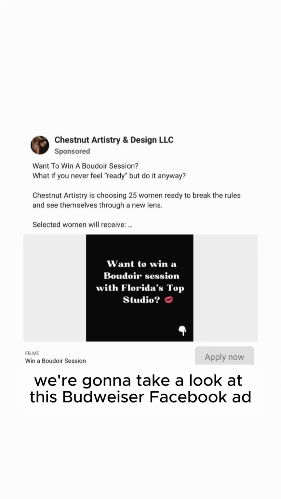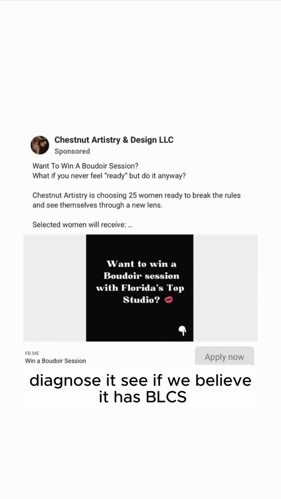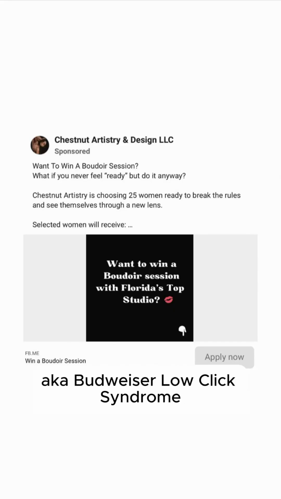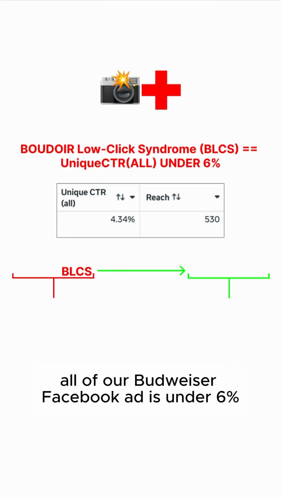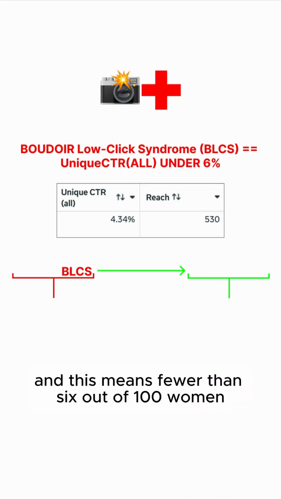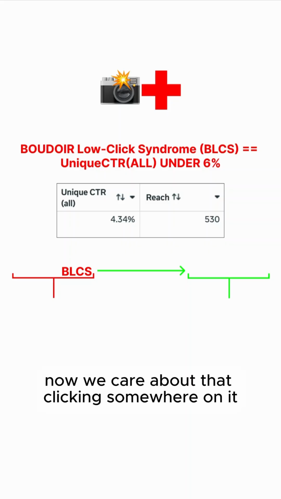All right, y'all, we're going to take a look at this Boudoir Facebook ad, see if we believe it has BLCS, diagnose it, see if we believe it has BLCS, aka Boudoir low click syndrome. BLCS is when the unique CTR all of our Boudoir Facebook ad is under 6%. And this means fewer than 6 out of 100 women are clicking on our Boudoir Facebook ad. And we care about that, clicking somewhere on it.